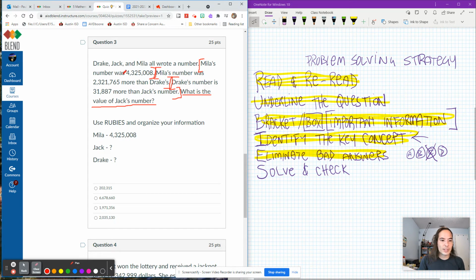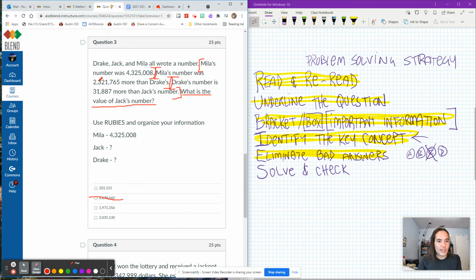So if Mila's number is around 4 million, and she has the biggest number, which one of these answer choices doesn't make sense? Yeah, Jack can't have a bigger number than Mila if Mila's number is bigger than Drake's and Drake's is bigger than Jack's. So that number just can't work. All right. Let's see. What else can we figure out?